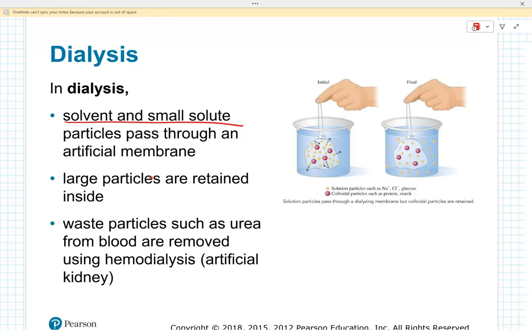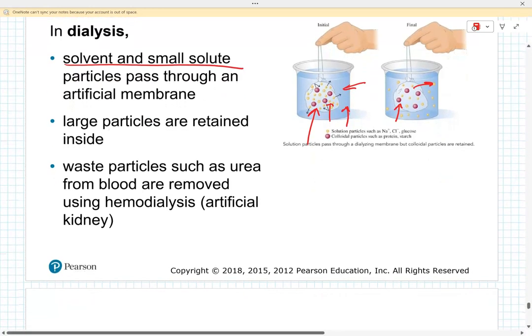So what do you do? You put that solution into a dialysis bag and put that dialysis bag into distilled water. The concentration of salt within the bag is greater than outside of it. So the salt particles leave, leaving proteins behind. Not all of them leave, of course. Does that make sense?